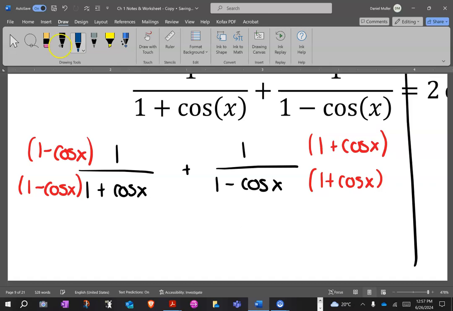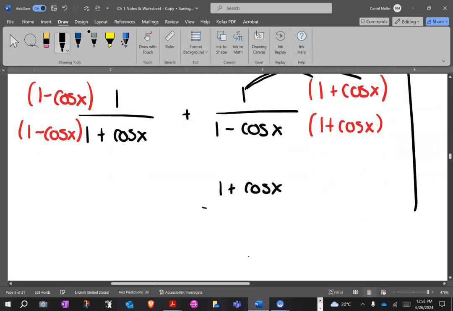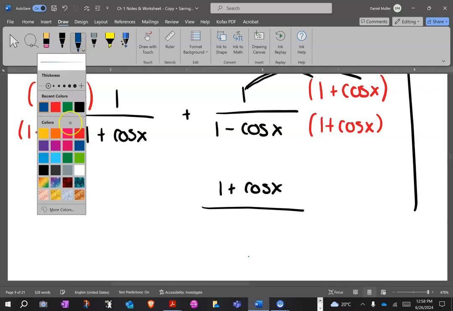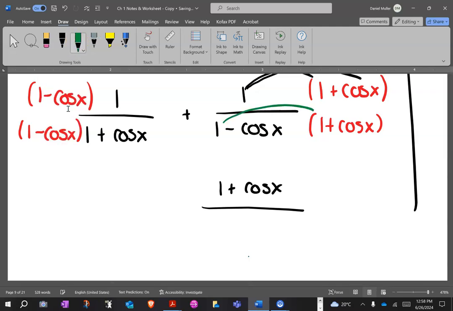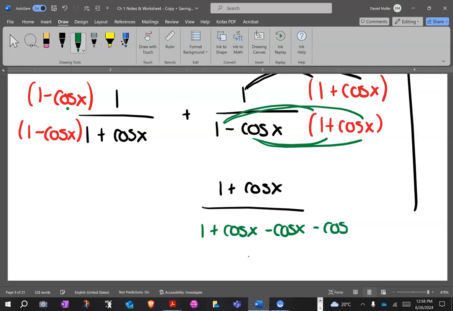So let's multiply the top. 1 times 1 and 1 times cos is just going to be a 1 and a cos. And then down here, we're going to get a 1, positive cos, a negative cos, and a negative cos squared.